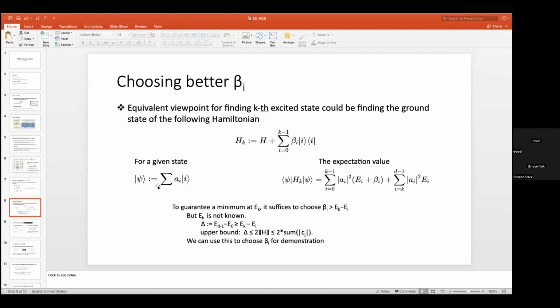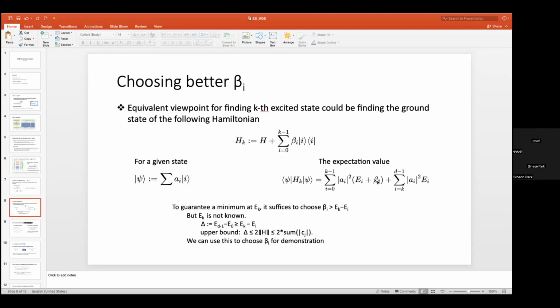So we have this trial state, and if we try to calculate this expectation value, we can just expand the equation like this. Here our intention is to find a better beta I. From this equation, we can see that in order to guarantee the minimum of this function to be the k-th excited state, we need to choose beta I to be at least greater than Ek minus Ei.